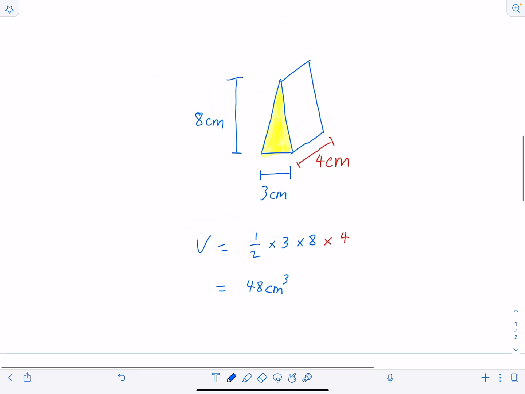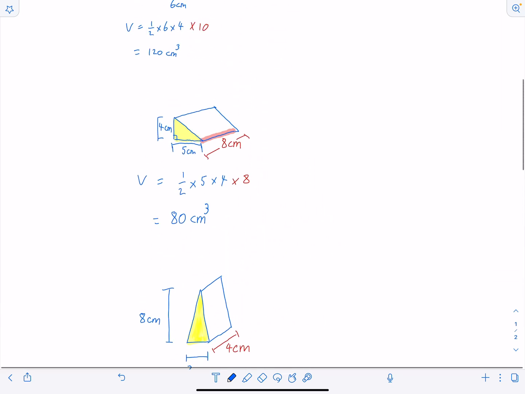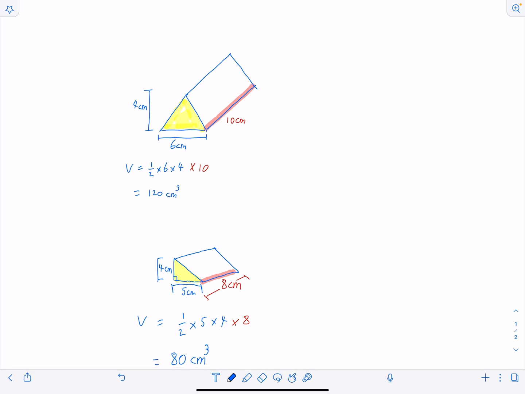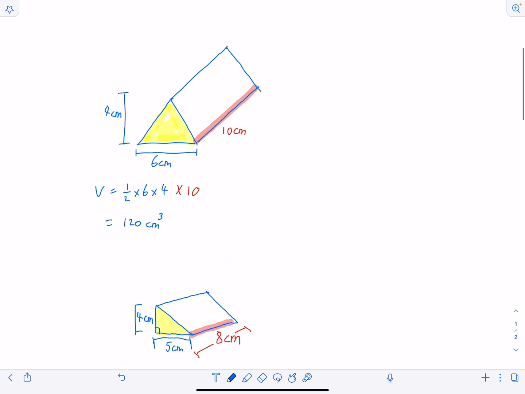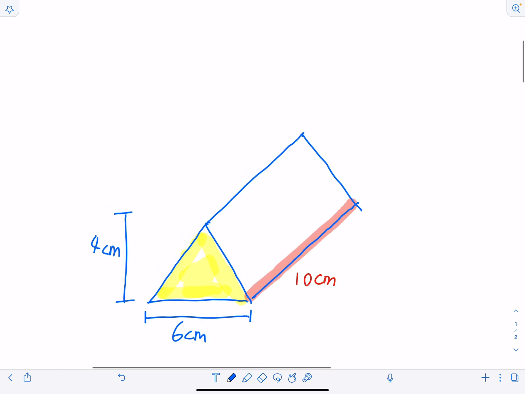All right, so hopefully in this video, these 3 examples have shown you how to calculate the volume of a prism. So you can see in each of the examples, there's actually 3 measurements that we've got there. You can see the 6 centimetres, the height, the vertical height of the triangle, 4 centimetres, and then just how deep that prism is.